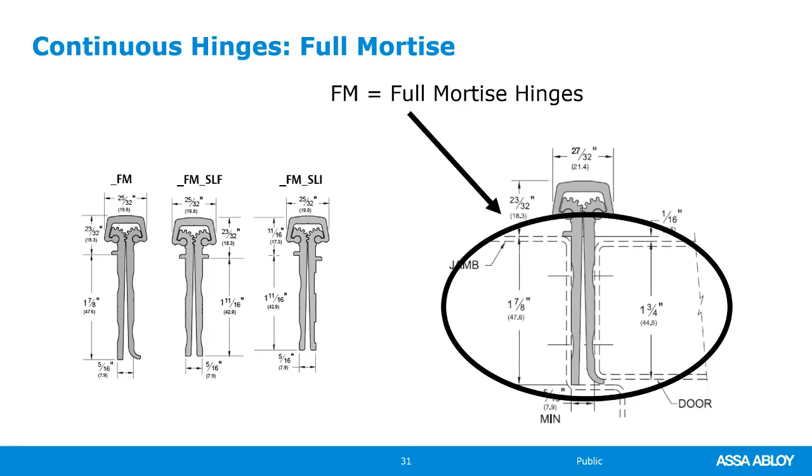Full mortise hinges. These are mainly used for new door applications. For a 1.75-inch door, it's applied to the door rabbet and frame edge to conceal both leaves. When you are ordering this, the door must be undersized. You're able to use these in retrofit applications. However, the door width must be cut down according to the template.